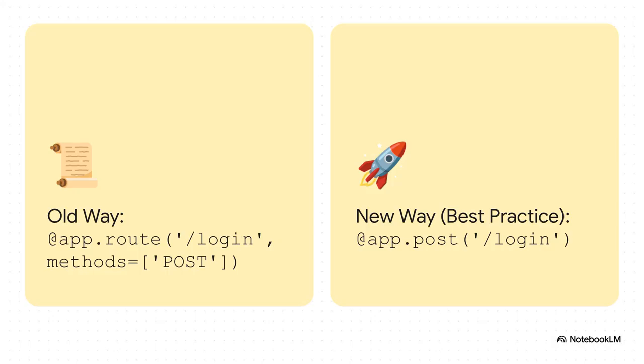For a long time, the standard way to do this was to add this methods list right into the decorator, like you see there on the left. And that still works. But since Flask 2.0, there are these much cleaner, much more readable shortcuts. Instead of the generic @app.route, you can just use @app.post or @app.put or @app.delete. They do the exact same thing, but it's way clearer just by looking at it what that function is supposed to be doing. It's definitely the way to go now.